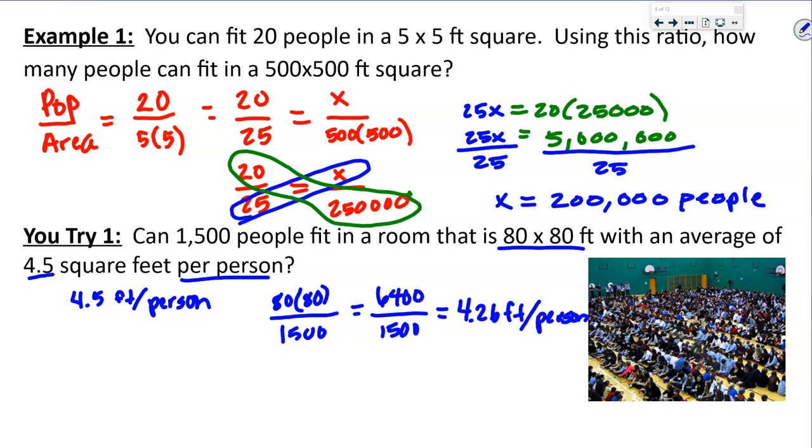And so it asked us, do we have enough? Can we fit that many people in a room if we're supposed to have 4.5 square feet per person? The answer is absolutely not, no. Because with that much room, we only have 4.26 feet per person when we really need 4.5.